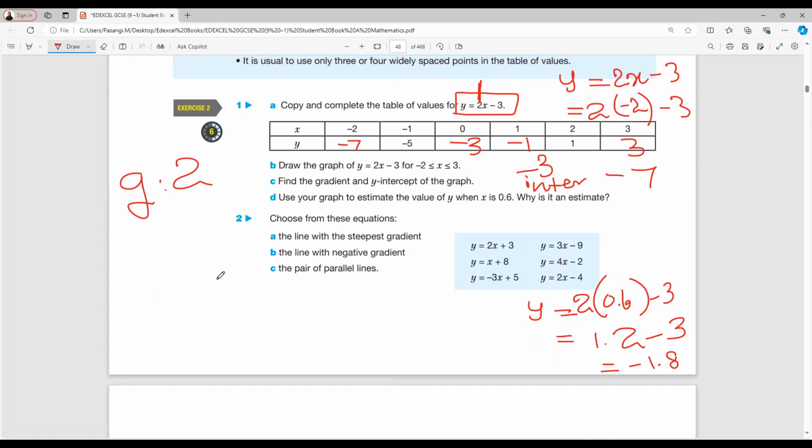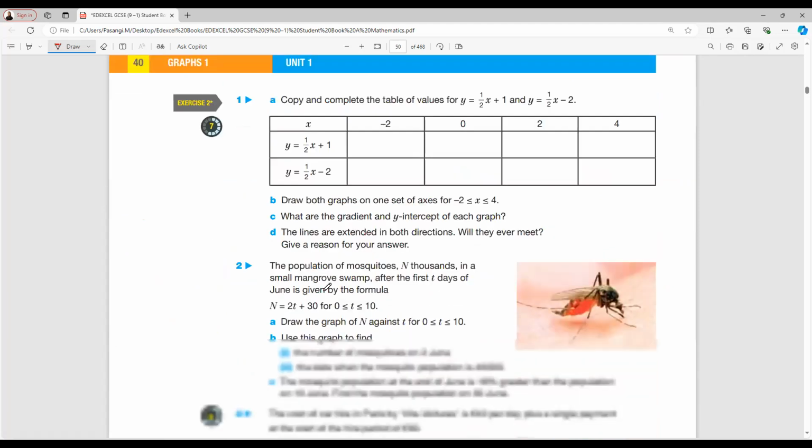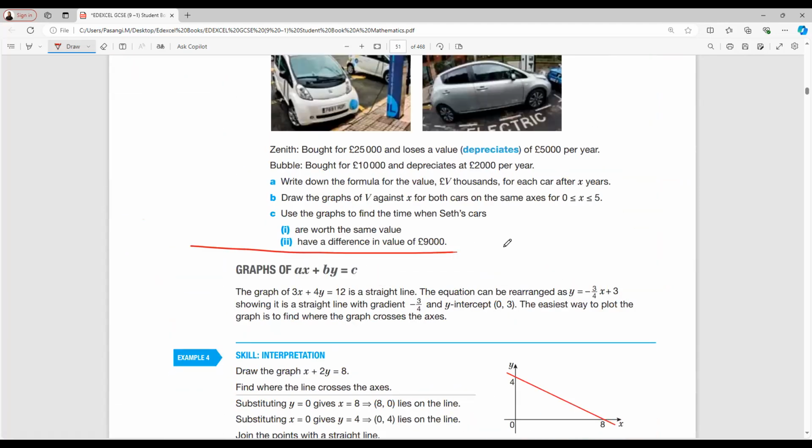That's easy. So this one is also homework, and this page is also homework. You can try when you have time. Until this, you should be able to try. Okay, take your time and do it.